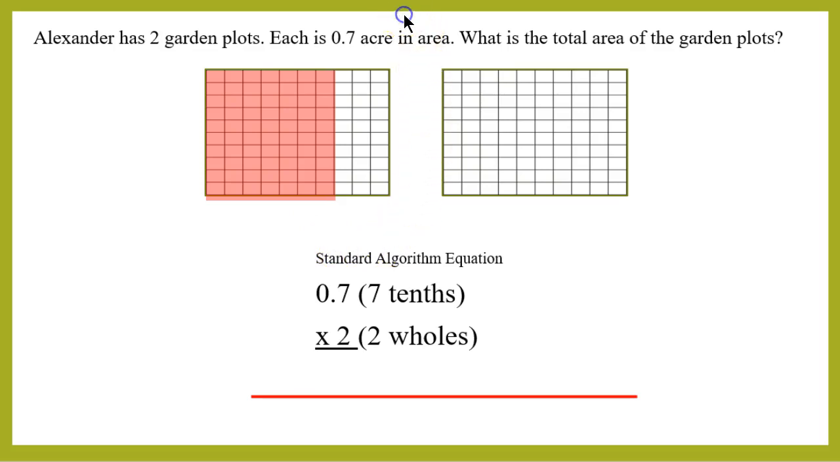Next, we will want to shade in the second area of Alexander's garden. So we have 1/10, 2/10, 3/10 here. And we need more, so we have 4, 5, 6, 7. So we have 7/10 here. So we have shaded in the models to show 2 of Alexander's garden plots.